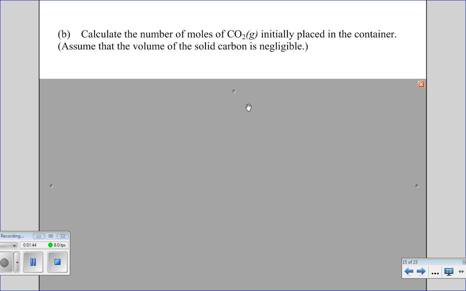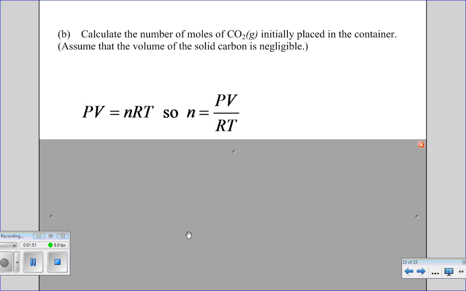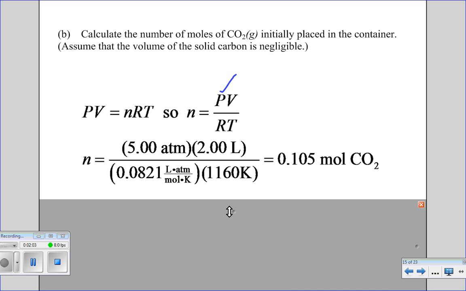Then we have to get the number of moles of CO2 initially in the container, and that is easy. We're just going to use the ideal gas law, rearranged to find the number of moles, because we know what pressure of carbon dioxide we have at the beginning. We know the volume and we know the temperature. Initially, all the pressure comes from carbon dioxide. That's why I use the 5 atmospheres, and everything else is straight from the problem. And we end up with 0.015 moles of carbon dioxide.